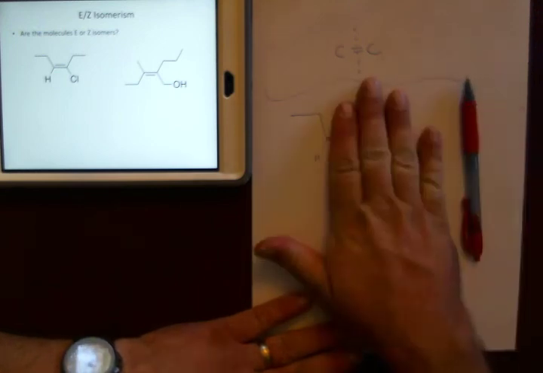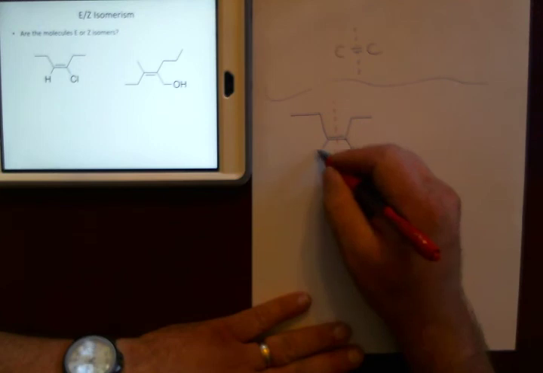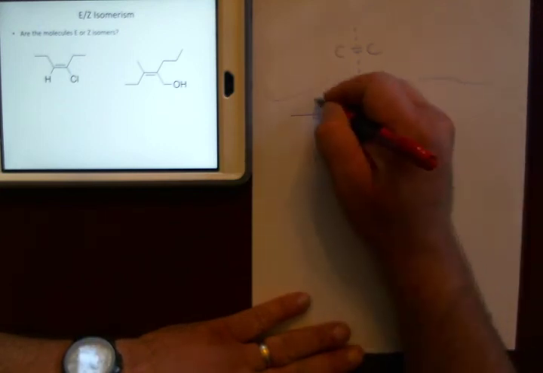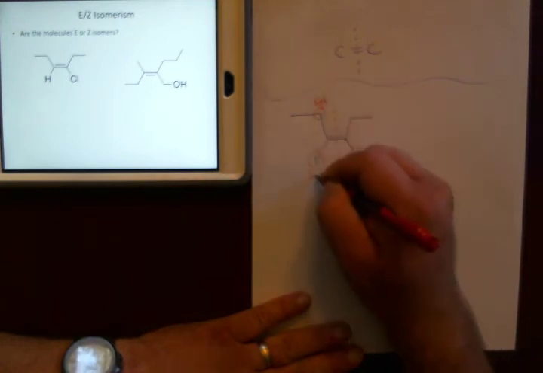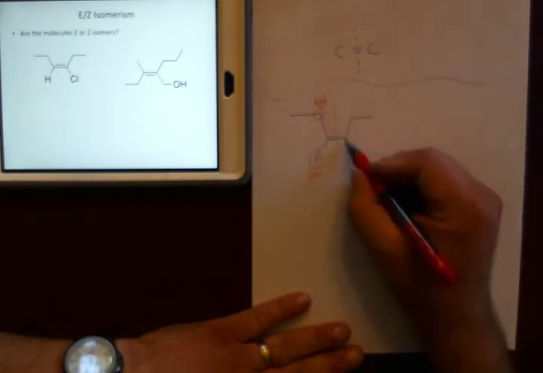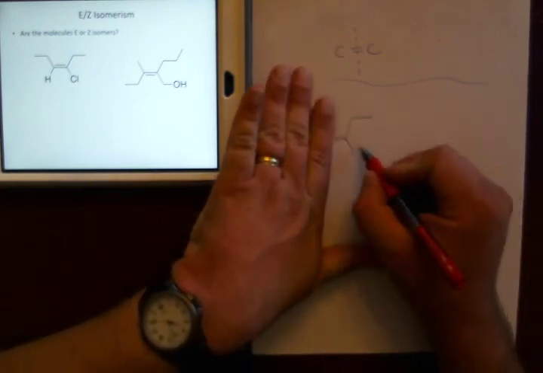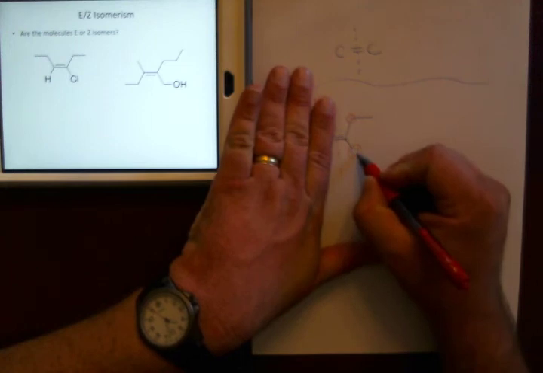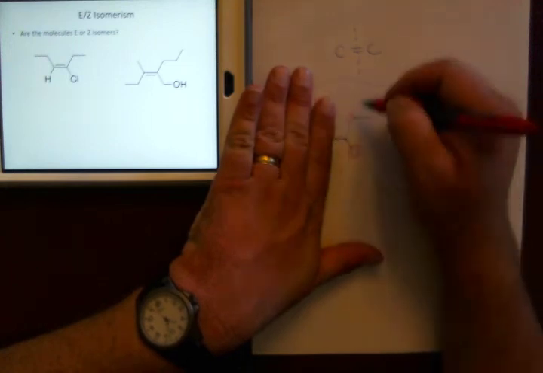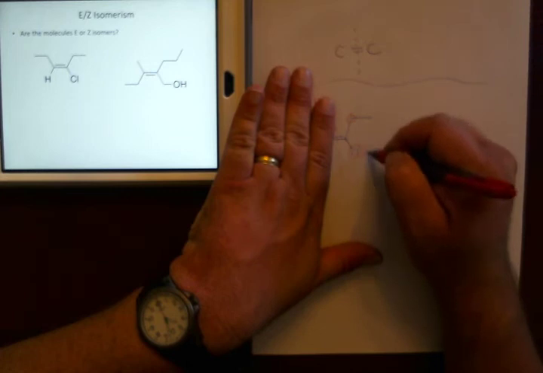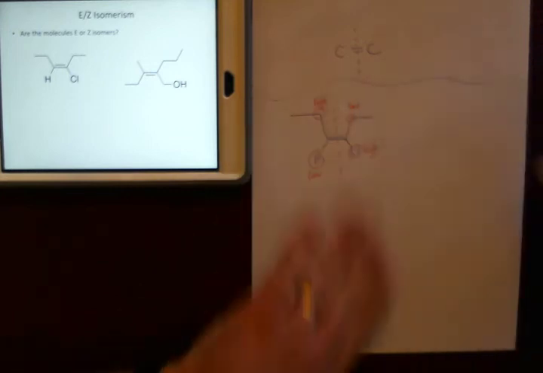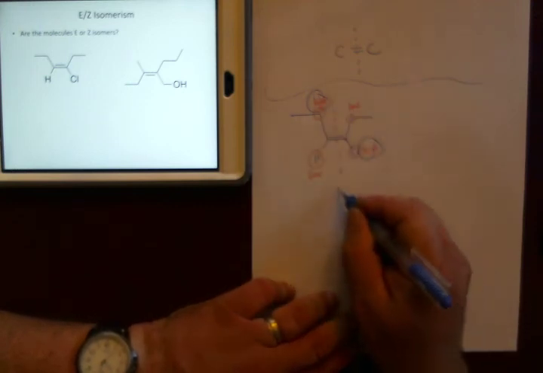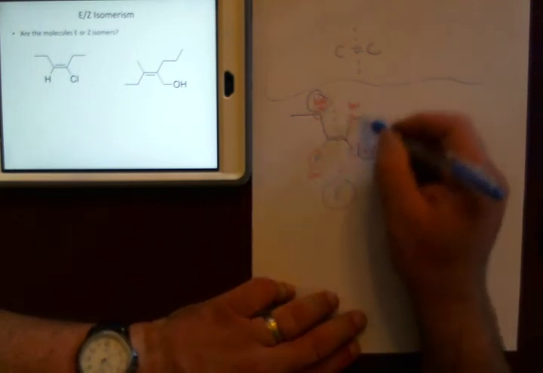So you're going to cover up one side and you say, okay, we have a hydrogen versus a carbon. Carbon's heavier than hydrogen, so this wins. This is going to be high, this is going to be low. On this side, we cover up the other side and we're looking at chlorine versus a carbon. The chlorine is heavier than the carbon, so this is going to be the high, and this is going to be the low. So we take a look at this. The highs are on opposite sides, so that's E. So this is the E configuration.